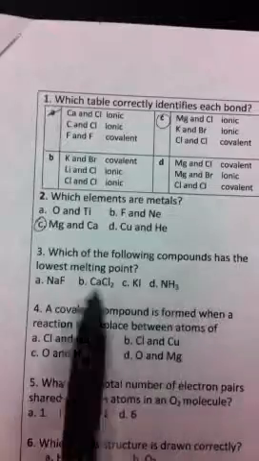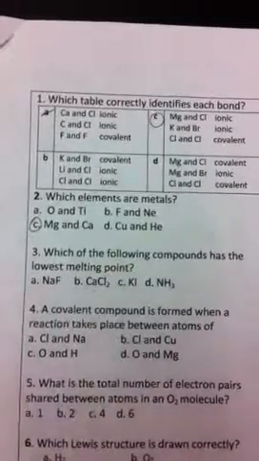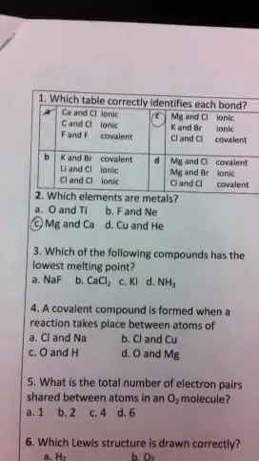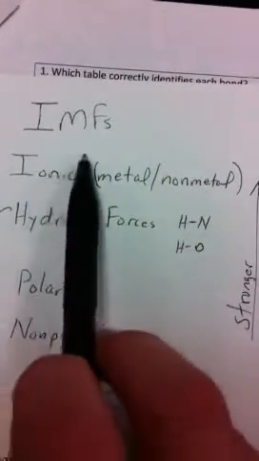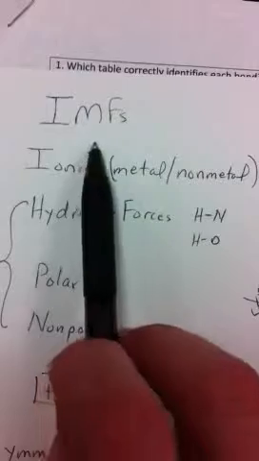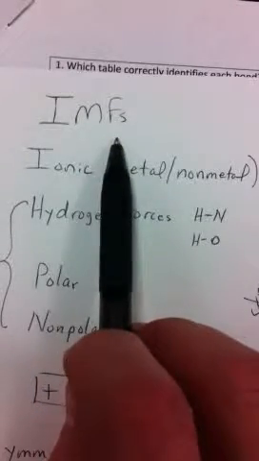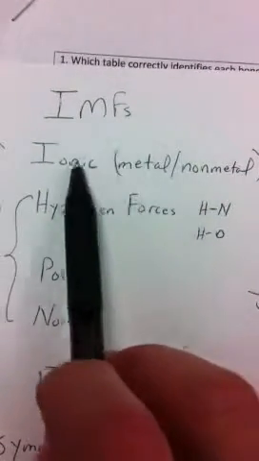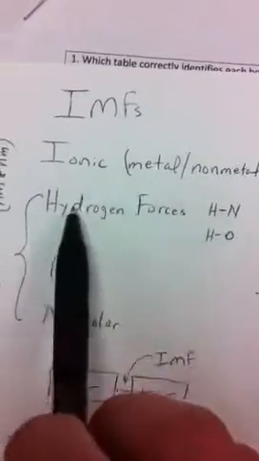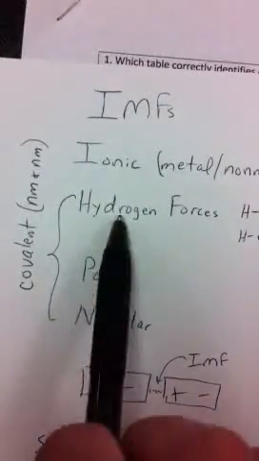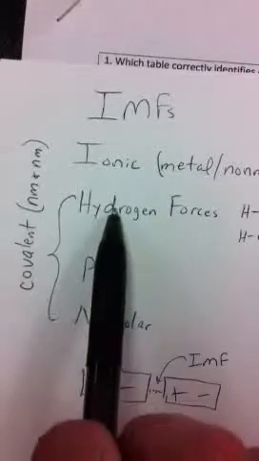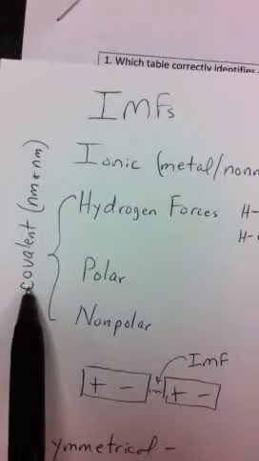Which of the following compounds has the lowest melting point? To answer this question, you need to have a full understanding of your IMFs. We have a video on IMFs. You probably need to watch that. There are 4 types of IMFs: ionic, hydrogen forces, polar and nonpolar forces. These 3 forces occur when you have a covalent compound.